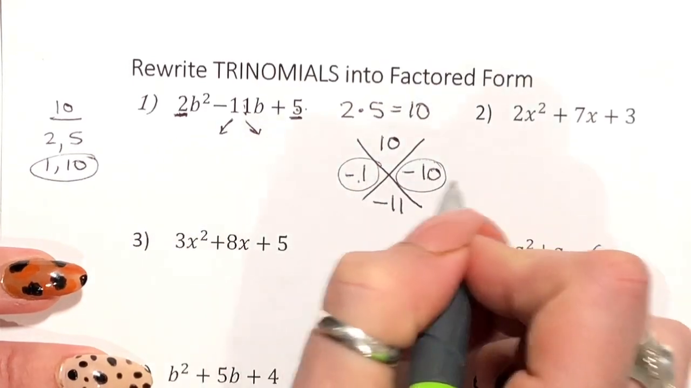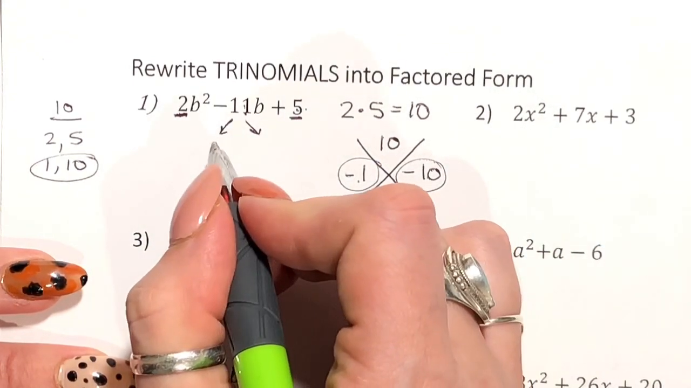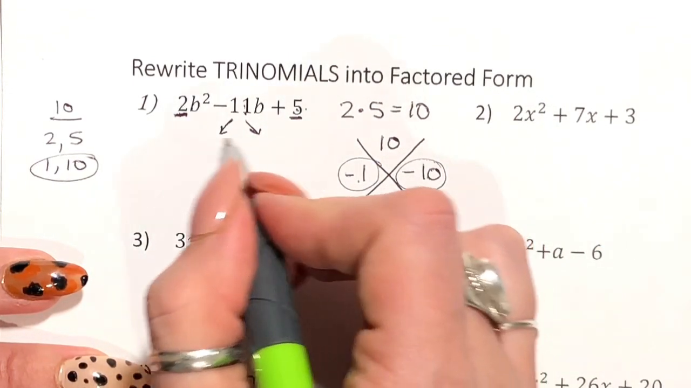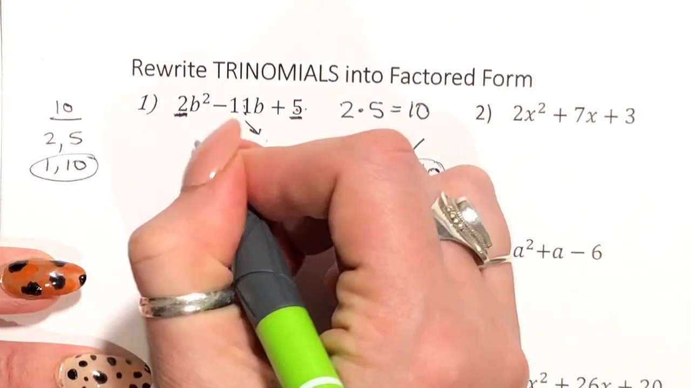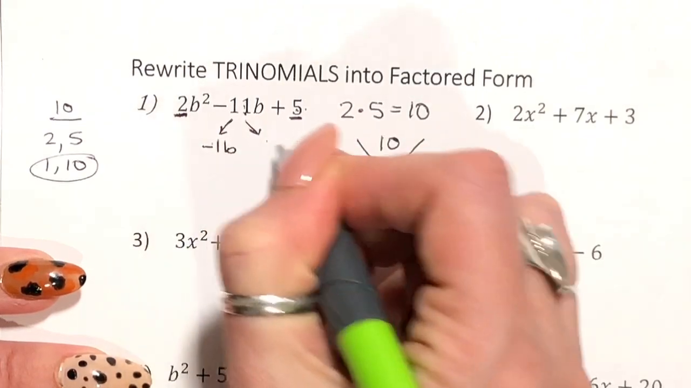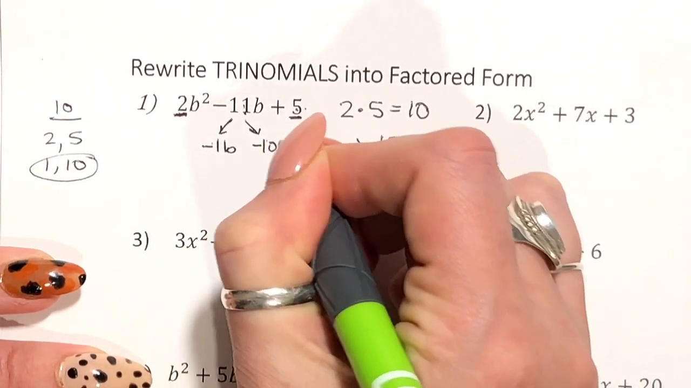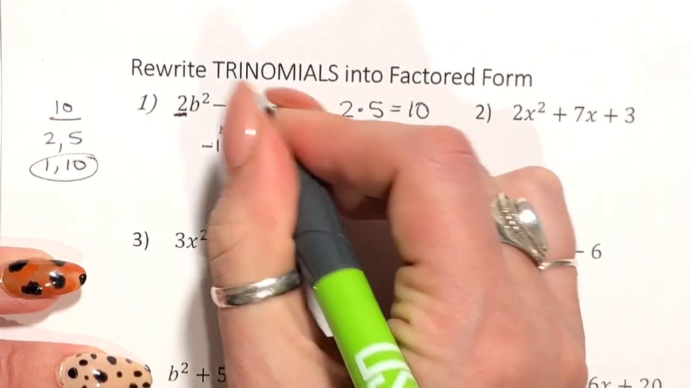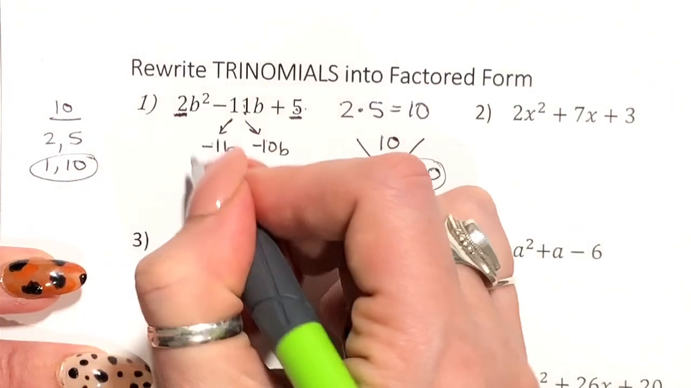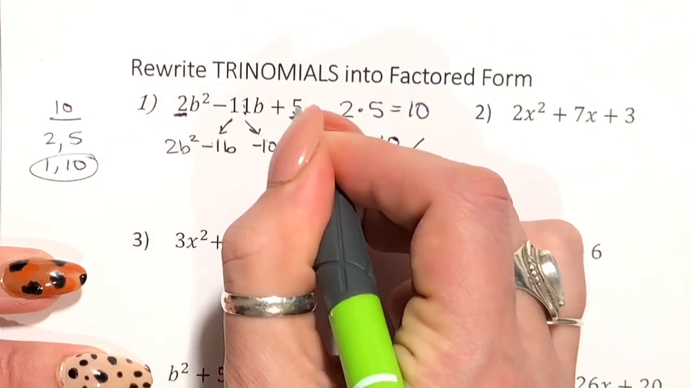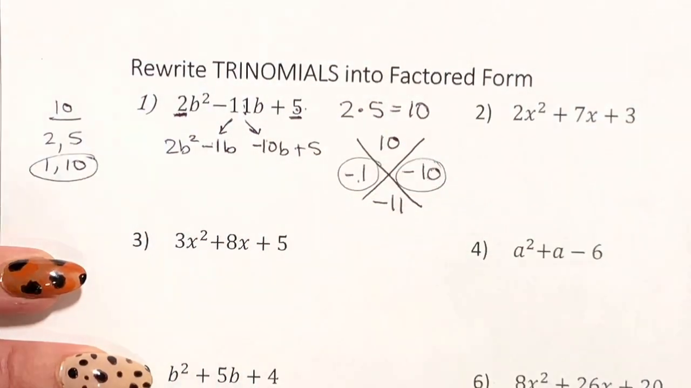It doesn't matter what order you put them in. I could put the -1 here and the -10 here, or flip it. I could do 10 and 1. It's going to work out either way. So I'm going to have a -1b and then a -10b. And don't forget to put the b's on it, because remember we're breaking up 11 b's into 1 and 10 b's. We keep the first term, the 2b squared, and we keep the +5 at the end.